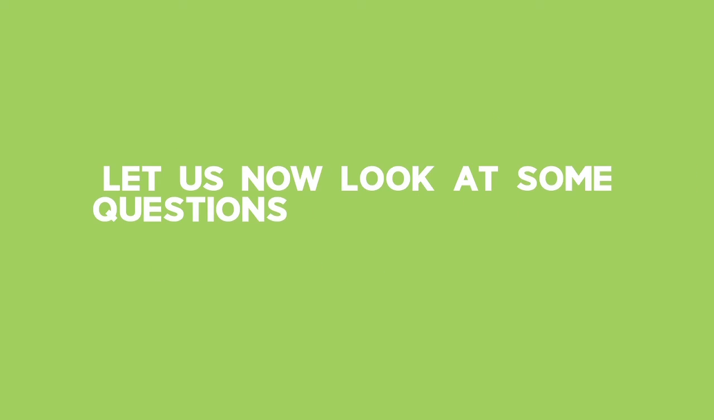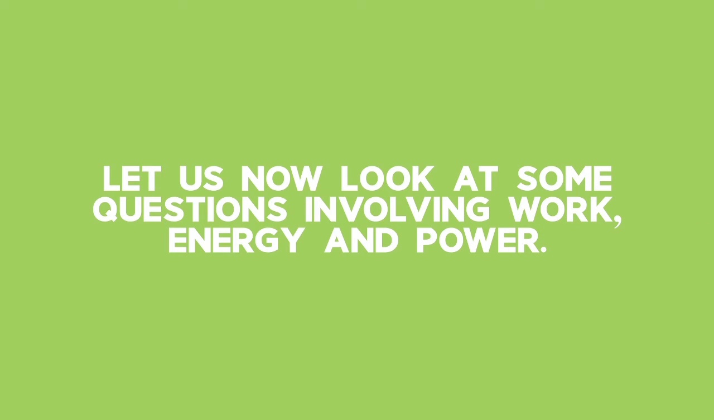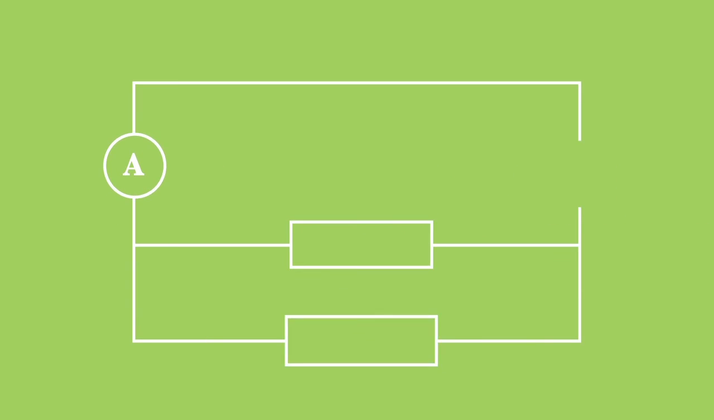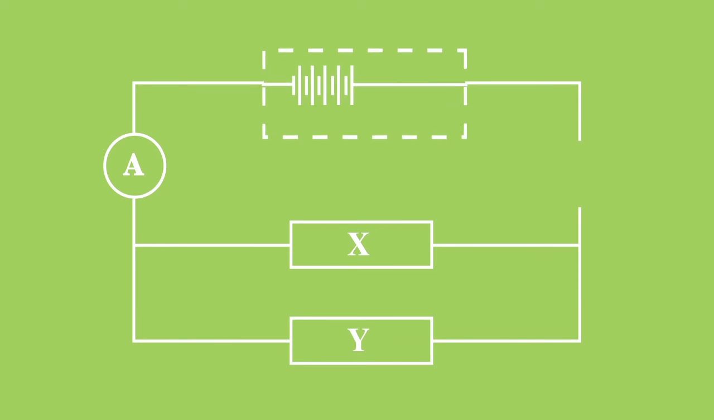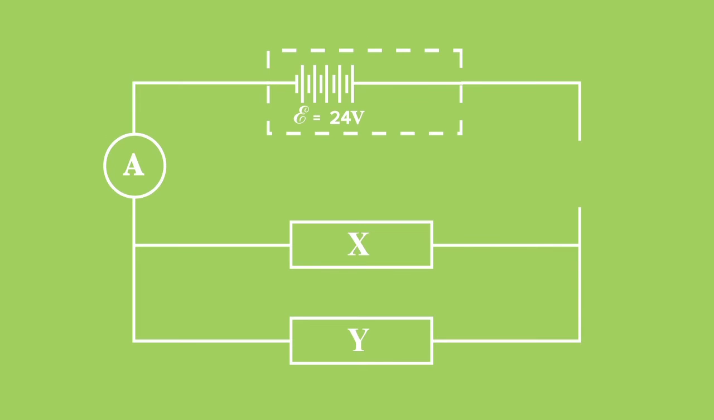Let us now look at some questions involving work, energy, and power. In the diagram we're given electrical devices, X and Y. They're connected to a 24-volt battery with internal resistance R as shown in the circuit diagram. The power rating of each of these devices, X and Y, are indicated in the diagram. With switch S1 closed, the devices function as rated.